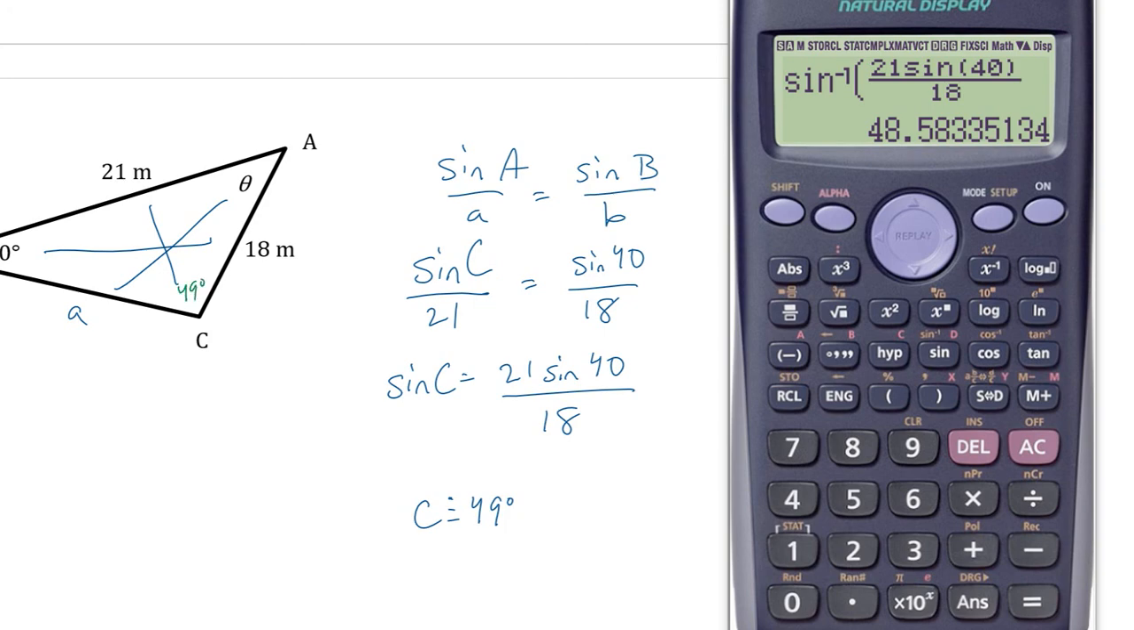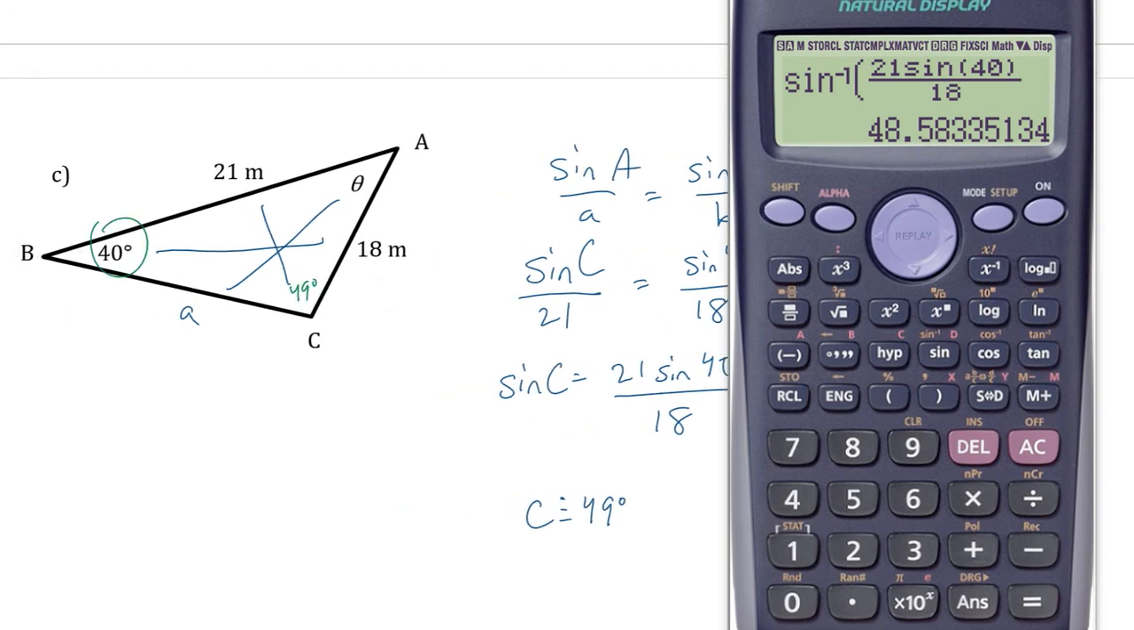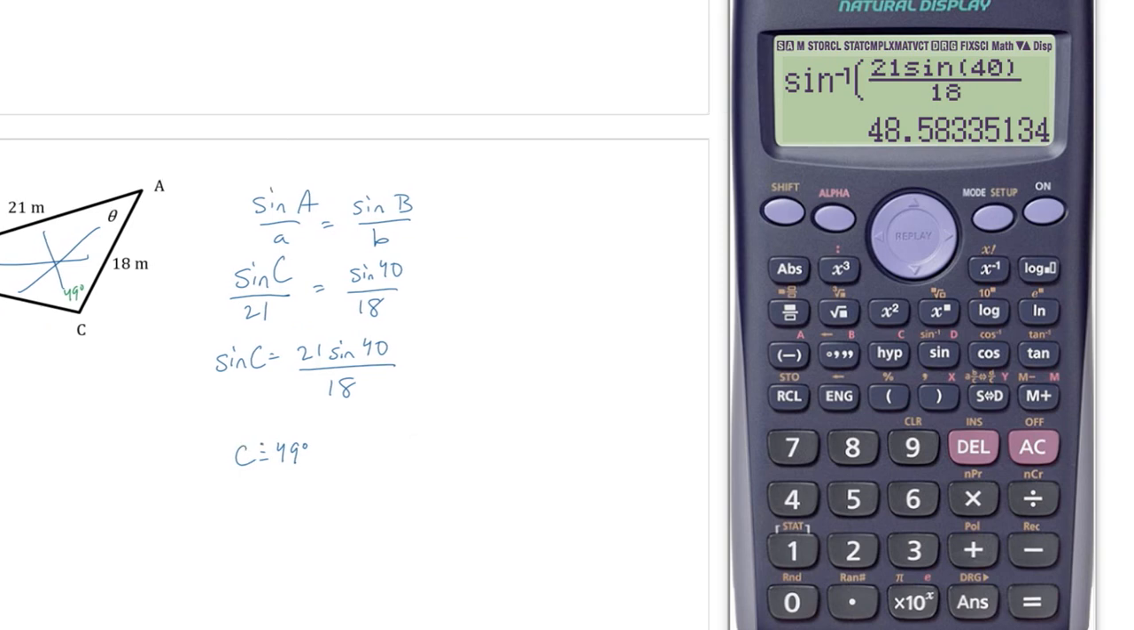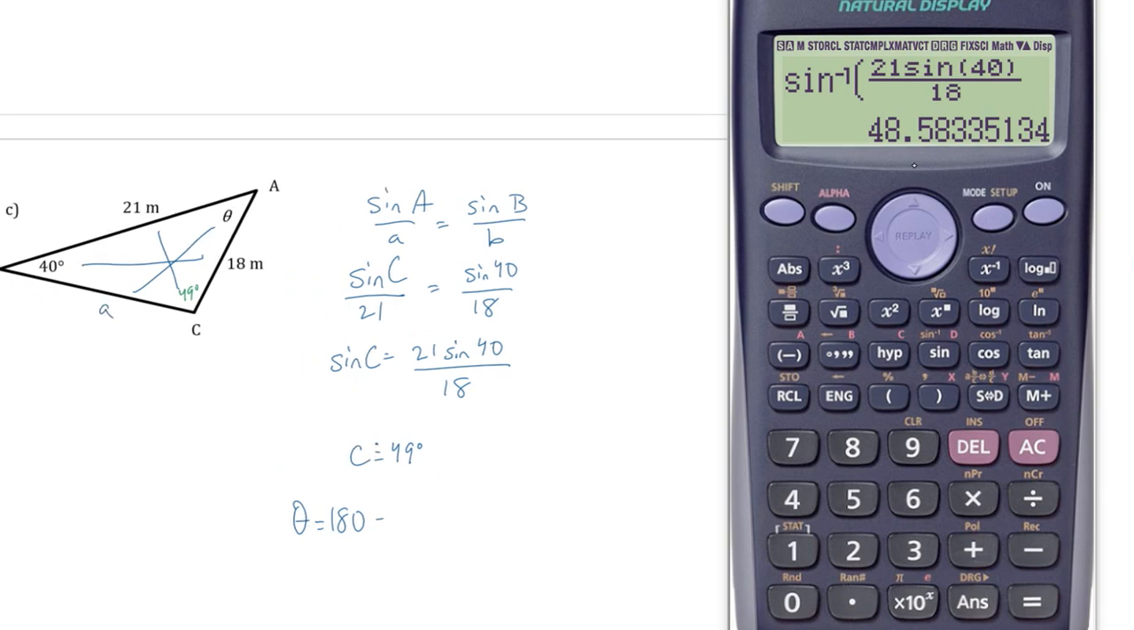Well, this is something we've talked about. If this is 40 and this is 49, how do I find theta? So therefore, theta is 180 minus 40 minus 49. Now that 49 was rounded, and I've still got the actual answer on my calculator. So I'm going to use it.